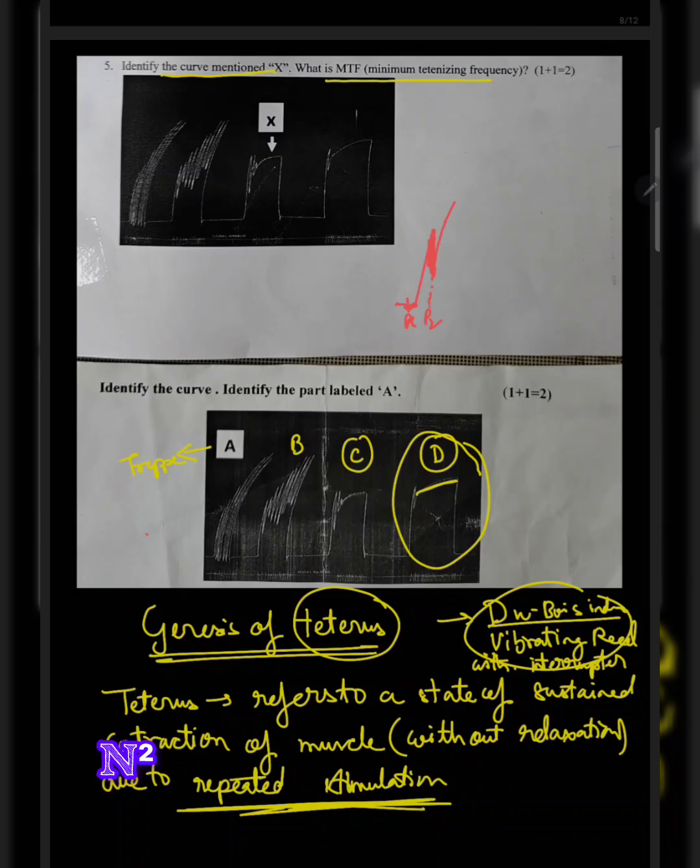Then because of the beneficial effect, it will have another curve. Now again it will encounter another stimulation, P3. Like this it will keep on happening. We will get individual spikes which are not touching the baseline. This curve, the B curve, is called incomplete tetanus.